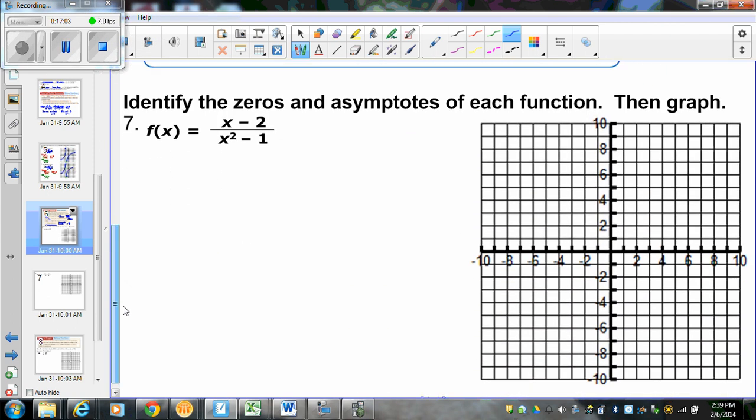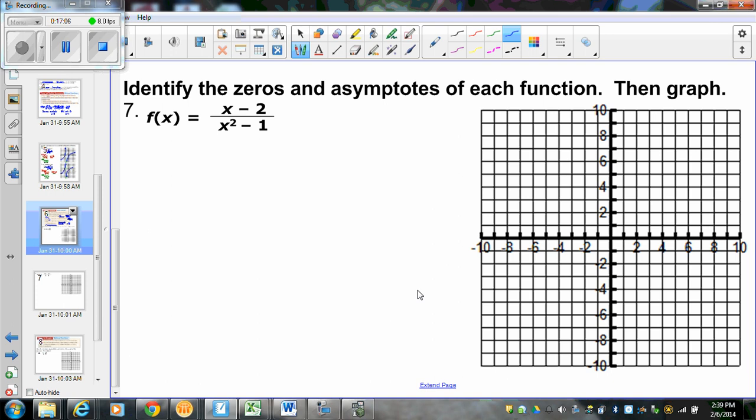So let's look at number 7 here. For number 7, we're going to add on to what we did in number 5 and number 6. We want to find the zeros, we want to find the vertical asymptotes, but we also want to find the horizontal asymptotes and then draw the graph. So I'm going to start by factoring. The numerator cannot be factored. The denominator factors into x plus 1 times x minus 1. So they do not have any common factors.